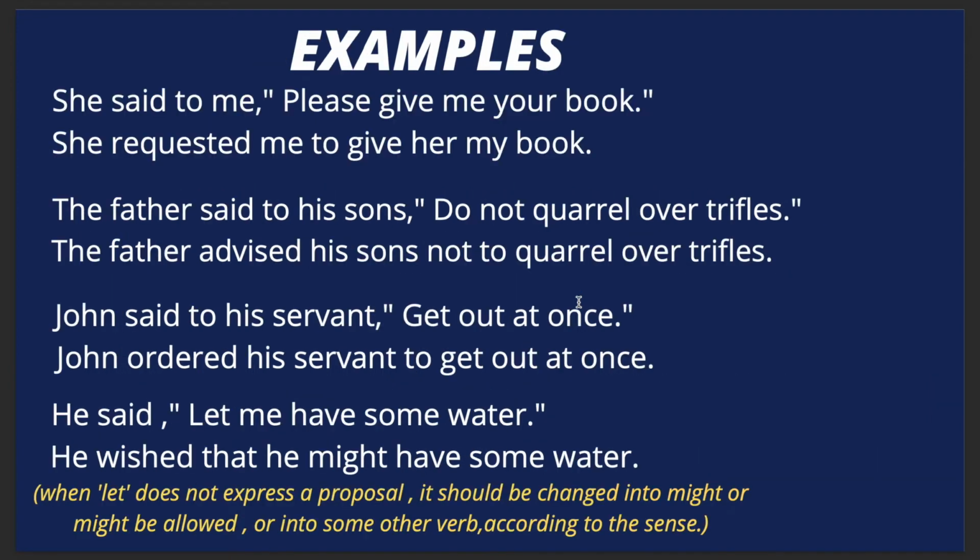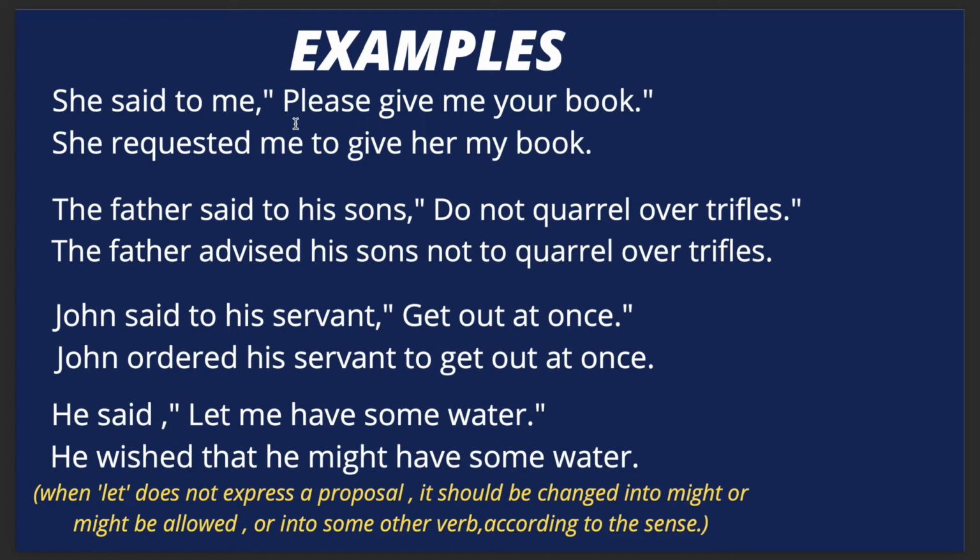Let's consider the examples. She said to me, "Please give me your book." Now, as soon as we read this sentence, we come to know that this is an imperative sentence showing request. So, as soon as we come to the conclusion that it is a request, we know that this reporting verb should be changed to requested. That is why "she said to", the reporting verb, is changed to "requested". She requested me.